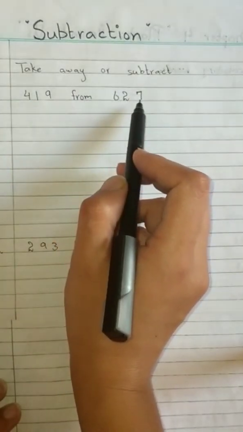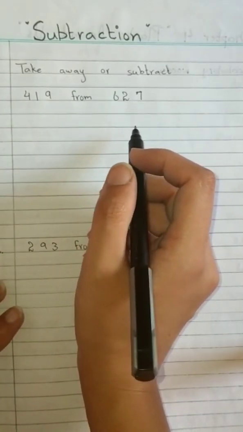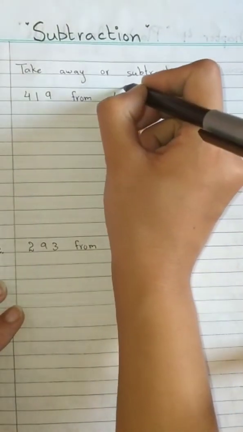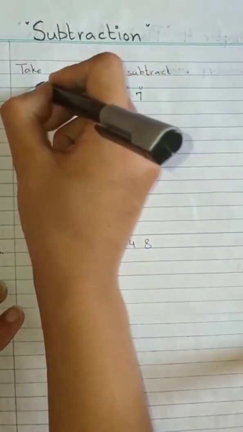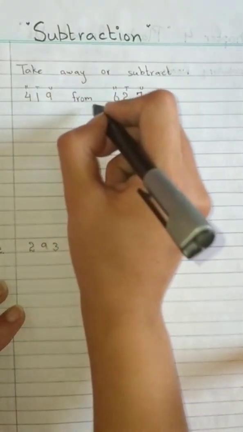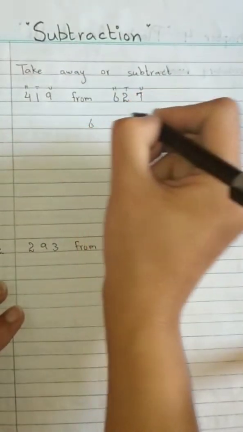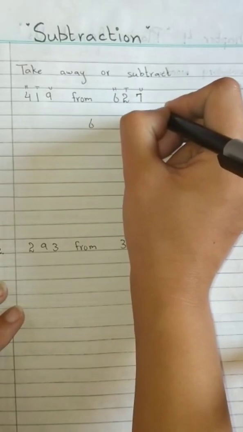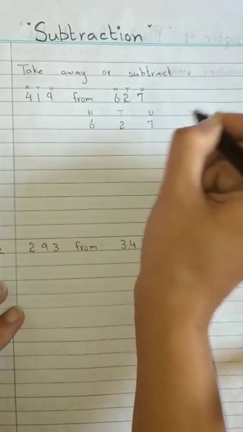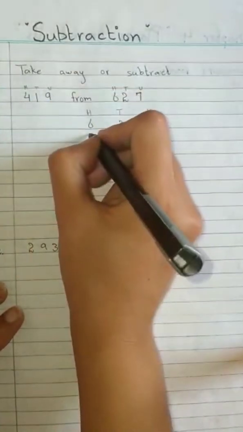419 from 627. So what will we do first? We already have done this before. First we will write the units, tens and hundreds place values. Here also units, tens and hundreds. जो from के बाद number लिखा होता है, we have to write it first. So first unit, 10 and 100. After that we write the number 6, 2 and 7. Then 9 in the place of units, 1 in the place of tens and 4 in the place of hundreds.